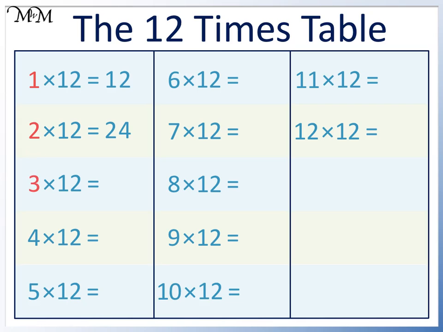In 3 times 12, we can do 3 times 1 to get 3, and 3 times 2 to get 6. 3 times 12 equals 36. In 4 times 12, we can do 4 times 1 to get 4, and 4 times 2 to get 8. 4 times 12 equals 48. We will now learn these four answers.